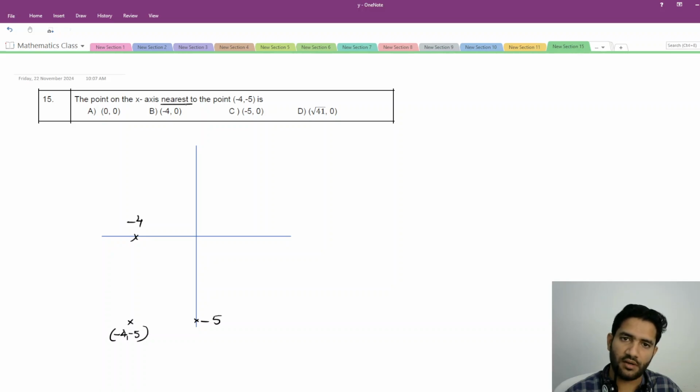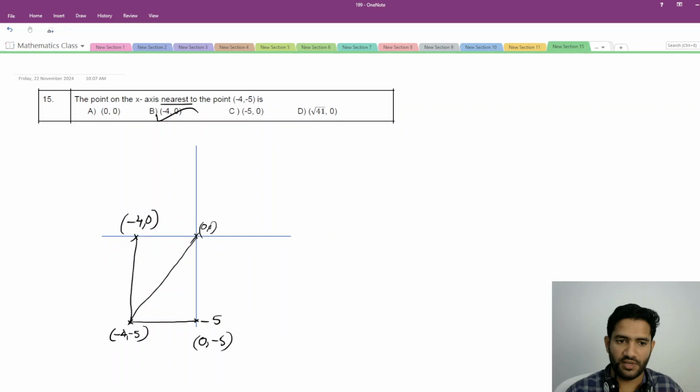The nearest one is always the perpendicular. Here this is the perpendicular, and here this is the perpendicular. So these are the points with perpendicular distance. This point is minus 4 comma 0, but this point is 0 comma minus 5. All the remaining points will be greater than these perpendiculars. So 0 comma 0 is here. It is just like the hypotenuse, which is always the greatest, the longest one. So we cannot consider it, it is not the nearest one. So we conclude with the perpendicular distance. Minus 4 comma 0 is the nearest one.